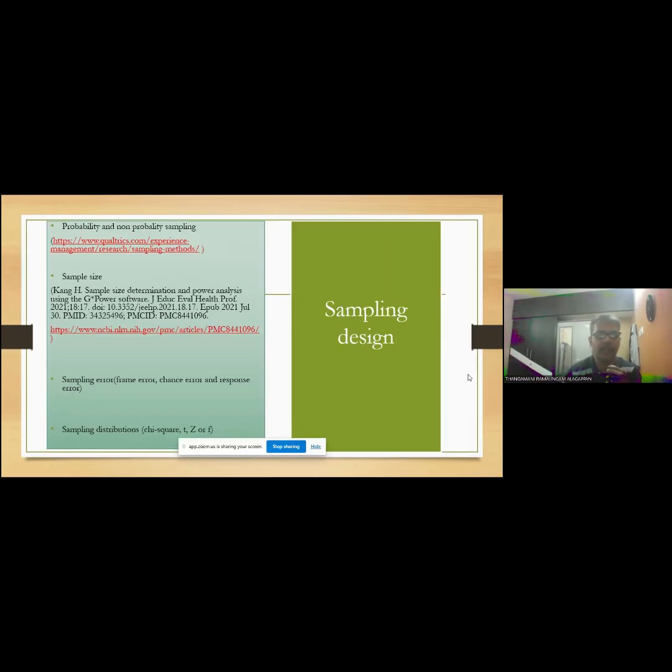The next important part in sampling design is sample size. Already I told you about the sample size, why we do it, and what the advantages of calculating the sample size are. I have kept one article on how to use G*Power to calculate the sample size, and another article from PubMed. And the third one, sampling error: what are the errors we make while we select our sample from the public? What will happen to the research?